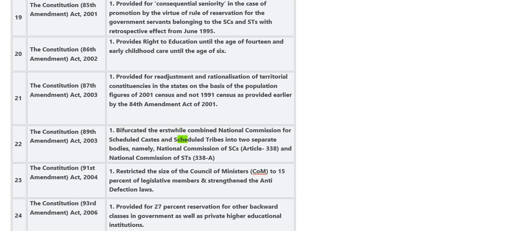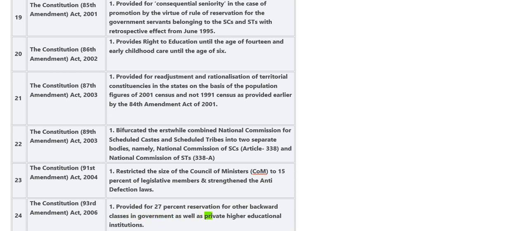22. The Constitution 89th Amendment Act, 2003. Bifurcated the erstwhile Combined National Commission for Scheduled Castes and Scheduled Tribes into two separate bodies, namely, the National Commission for SCs, Article 338, and the National Commission for STs, Article 338A. 23. The Constitution 91st Amendment Act, 2004. Restricted the size of the Council of Ministers, COM, to 15% of legislative members and strengthened the anti-defection laws.